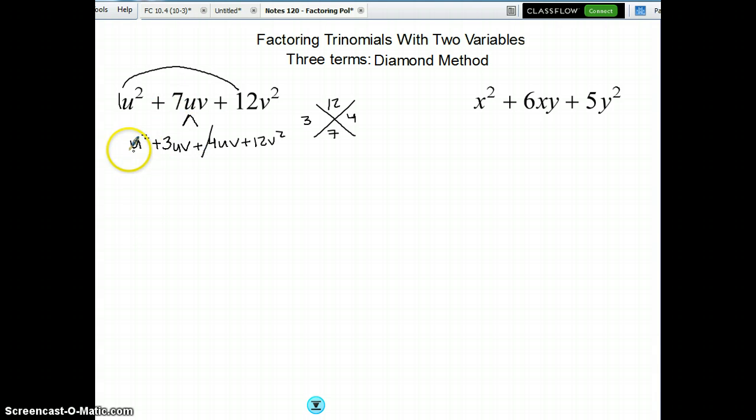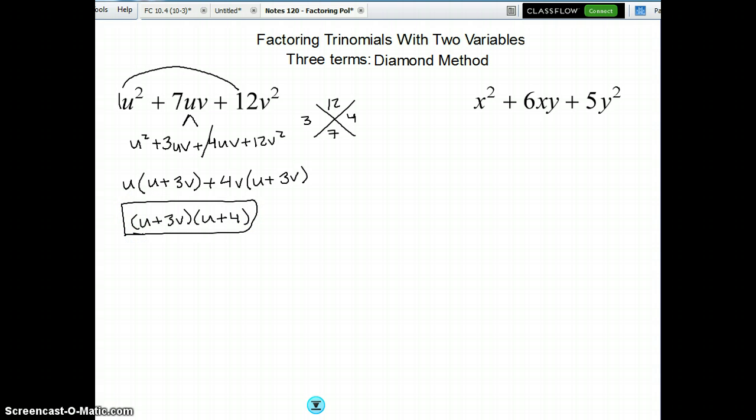Split this down the middle and take out the common factor. I take out a u, and I'm left with u plus 3v. On the right, I can take out a positive 4v, and I'm left with u plus 3v. Now I see u plus 3v repeated, so I factor that out. And I'm left with u plus 4v in my second parentheses.